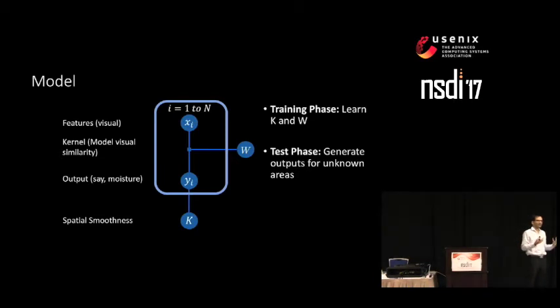And then at the training phase, we use the sensor data that we have to learn these parameters K and W. And once you have learned that, at the test phase, we can generate the precision map that I talked to you about.